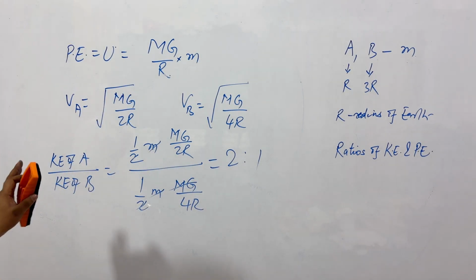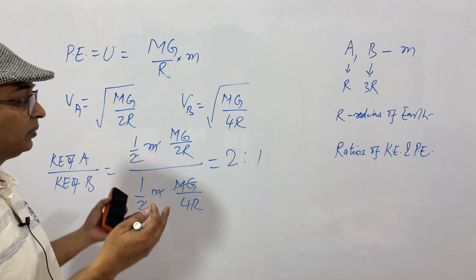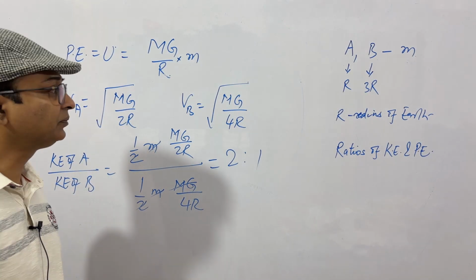Okay, this is how we find out potential energy. This is how we find out kinetic energy, and when you are able to find them, you can find the ratio.